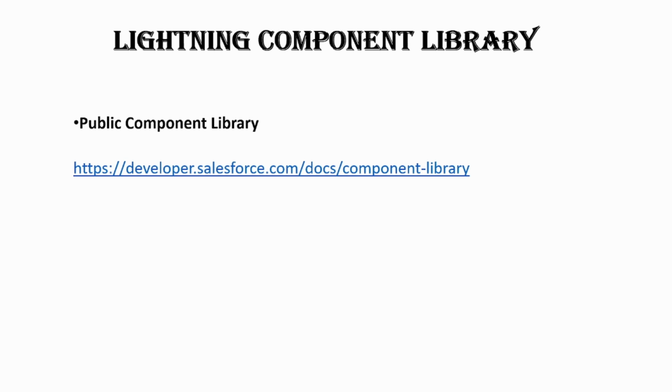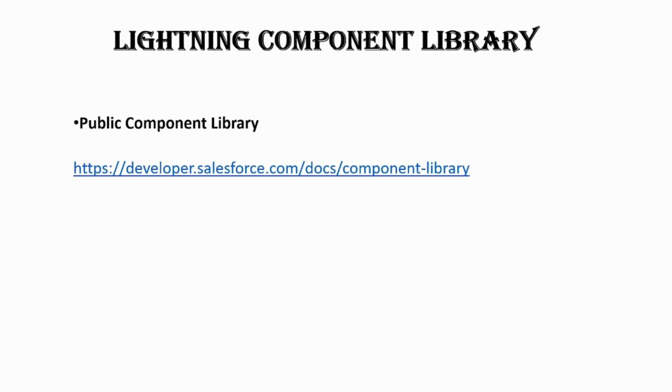So basically, if we talk about the definition of Lightning Component Library in simple words, the Lightning Component Library is a collection of pre-built reusable user interface components which is provided by Salesforce for building applications on the Salesforce platform. These components are designed to help developers create interactive and responsive web applications with a consistent look and feel.